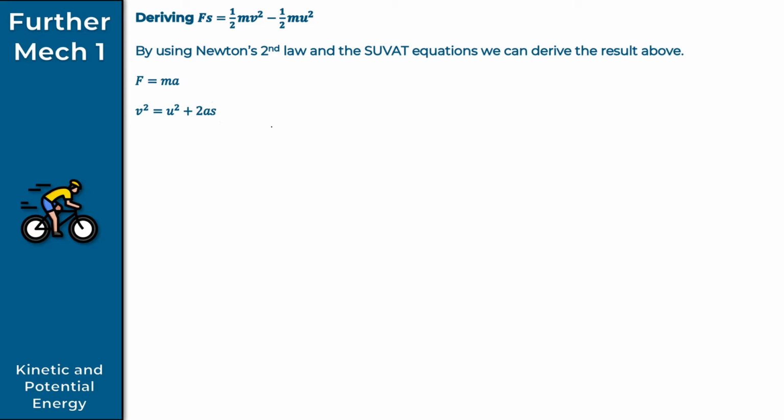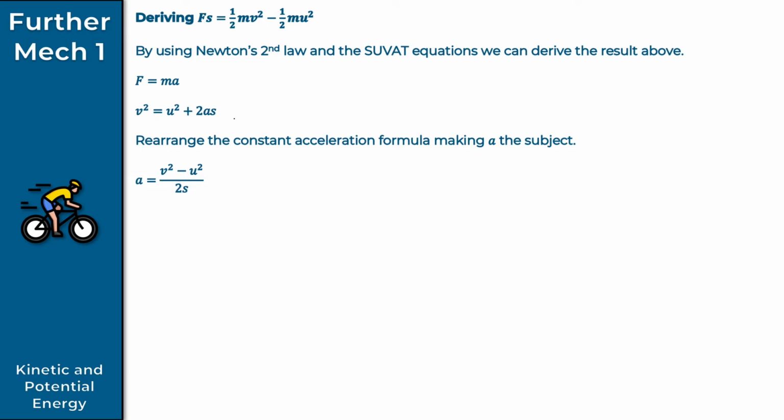And we also have one of our Suvat equations: v squared is equal to u squared plus 2as. Let's call this equation 2. So what we're going to do is rearrange the constant acceleration formula, equation 2, and make a the subject. Nice and straightforward: all I need to do is subtract u squared off both sides and divide through by 2s. And if we do that, we obtain the following.